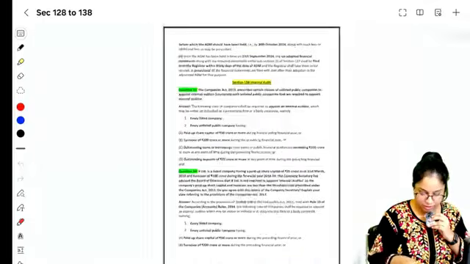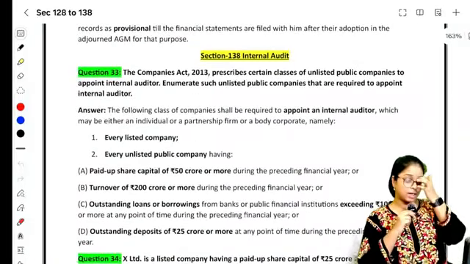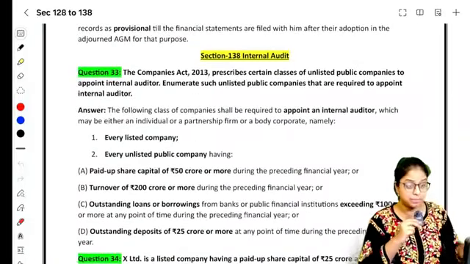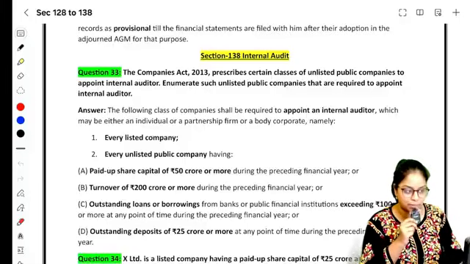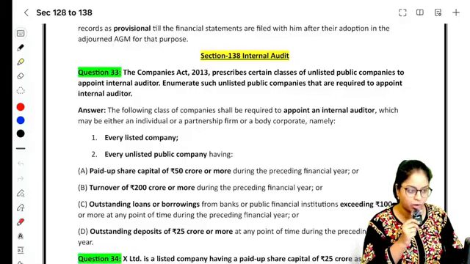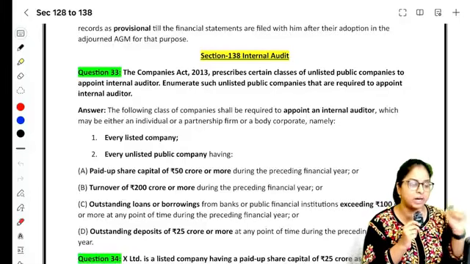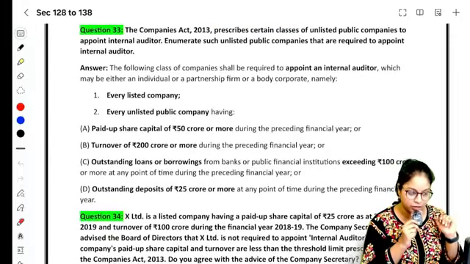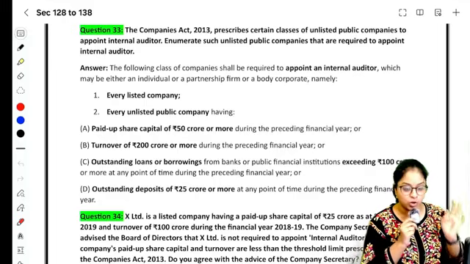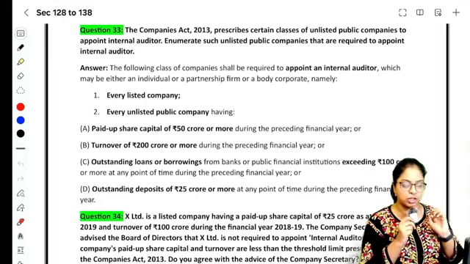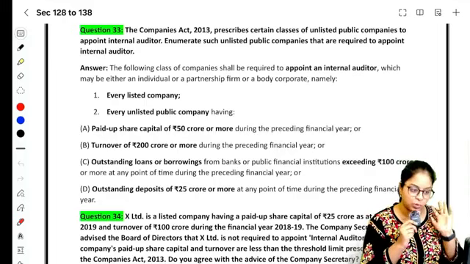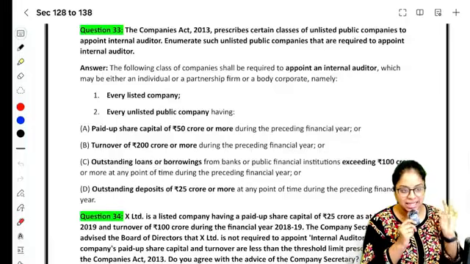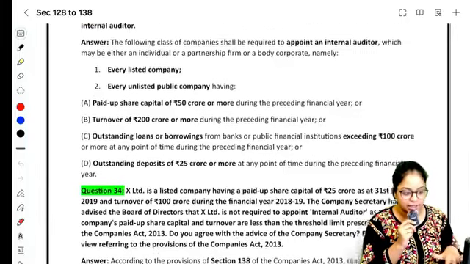Yes, section 138, internal auditor. First one, the Companies Act 2013 prescribes certain classes of unlisted public company to appoint an internal auditor. What is that? In case you are an unlisted public company, your paid up share capital is equal to or more than 50 crores, your turnover is equal to or more than 200 crores, your outstanding loans and borrowings are more than 100 crores, and your outstanding deposits are equal to or more than 25 crores. In that case, you have to appoint an internal auditor.